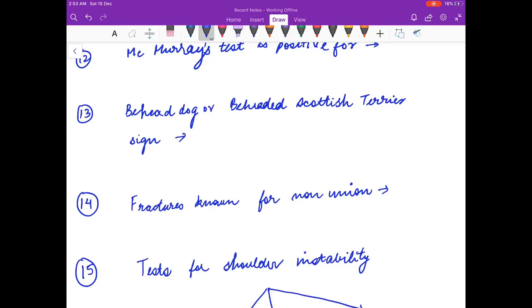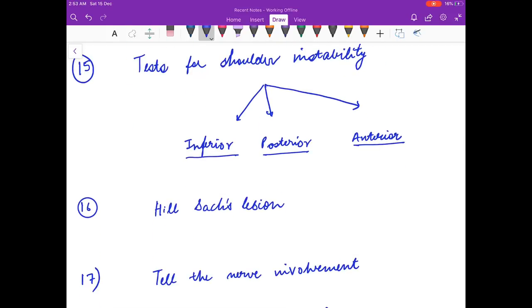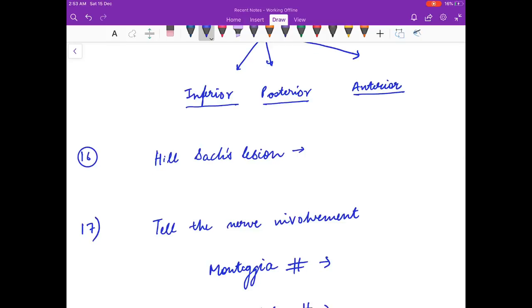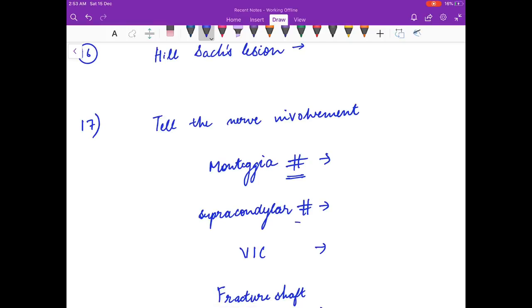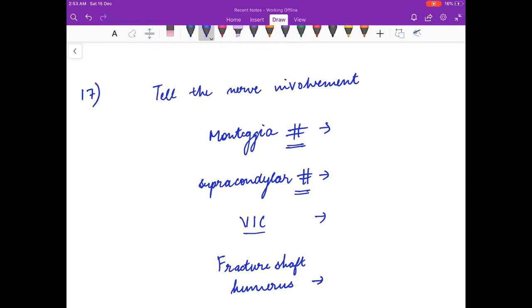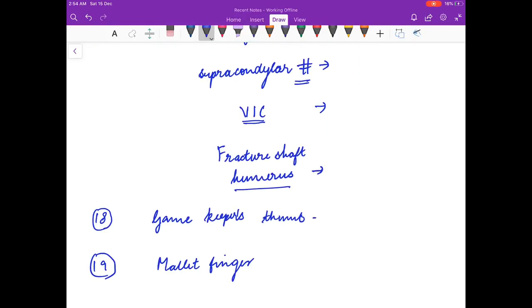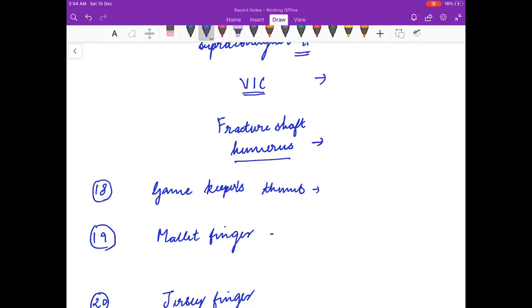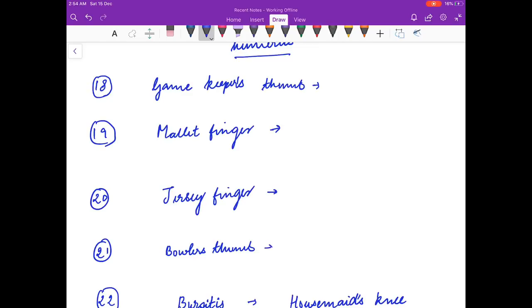Fractures known for non-union. Test for shoulder instability. Test for inferior shoulder instability, posterior and anterior. Hill-Sachs syndrome is. Tell the nerve involvement in Monteggia fracture, supracondylar fracture, VIC, fracture shaft humerus. What is gamekeeper's thumb? What is mallet finger? What is jersey finger? What is bowler's thumb?